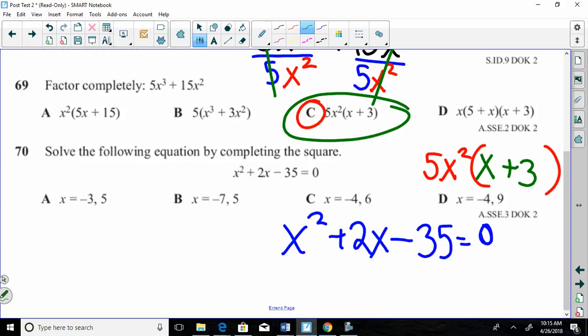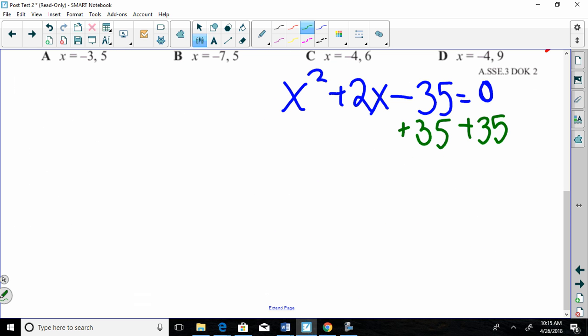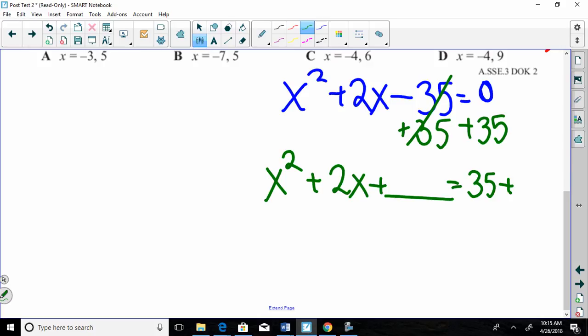The getting it to vertex form, kind of, that method, but the blanks, the weird way I say it. Blanks is completing the square, and so remember when you draw a square, it's a blank. So what do I do first? Add 35. Cool. And then, since a is 1, I don't need to divide anything, so I do x squared plus 2x plus what? Blank equals 35 plus blank. How do I get what goes in the blanks?